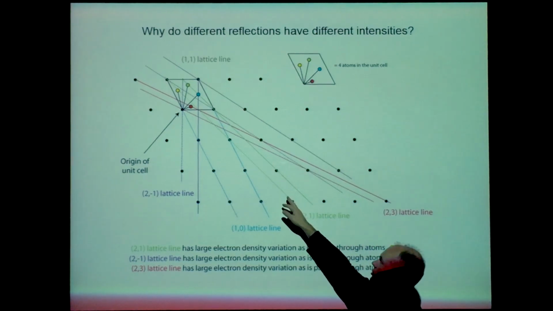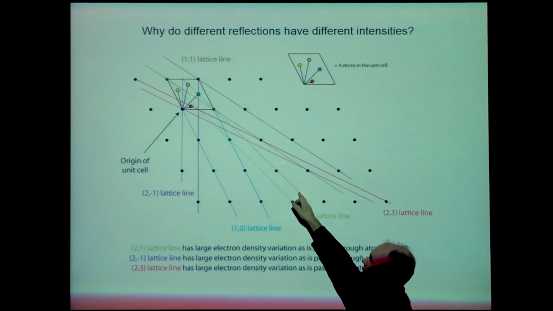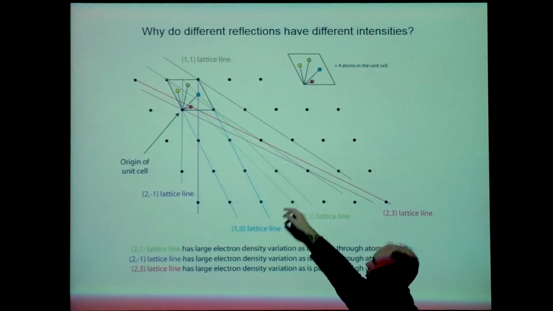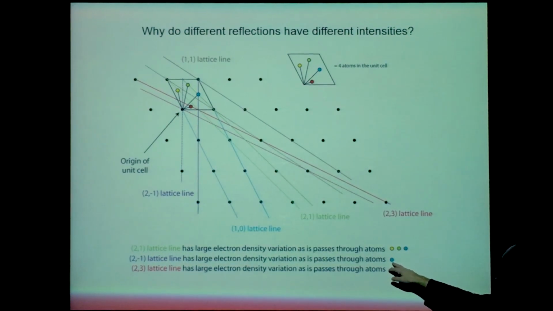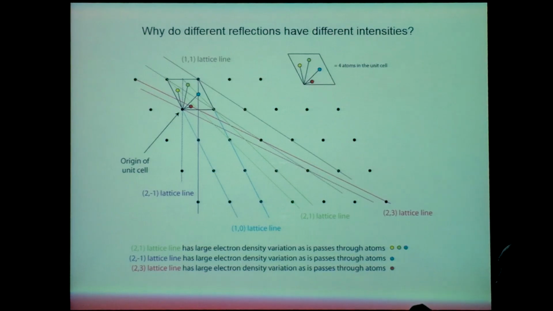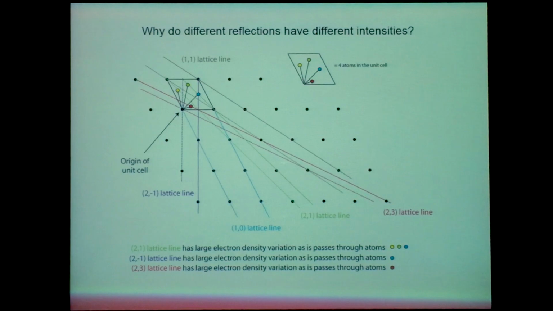In this unit cell, the 2, 1 passes through yellow. In the unit cell below, it will pass through green and blue. In this line here, it passes through green and blue. In the unit cell below, it passes through yellow. The 2, -1 passes through only the blue atom, and the 2, 3 lattice line passes through the red atom. So the density is related to the way the HKL value cuts the unit cell, and which atoms it actually cuts within the unit cell.